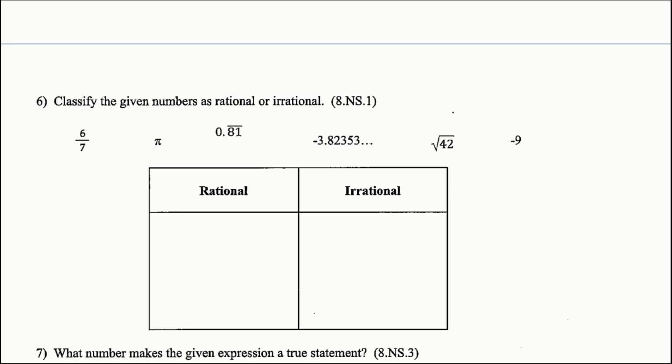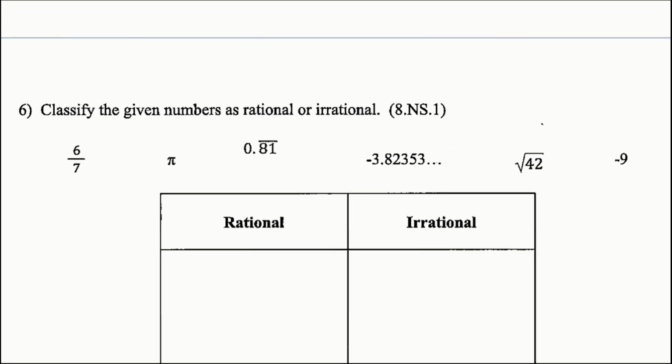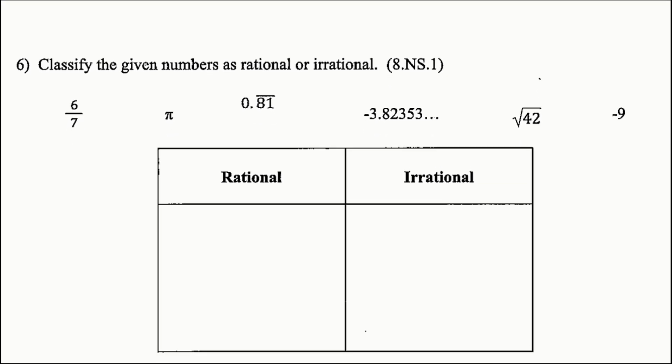Number 6, classify the given numbers as rational or irrational. I'm just going to go down the list. We should be getting good at these by this point. 6/7 is a fraction with both rational numbers in the numerator and denominator. That's why it's rational. Pi is always irrational. 0.81 is repeating, so 0.81 repeating.